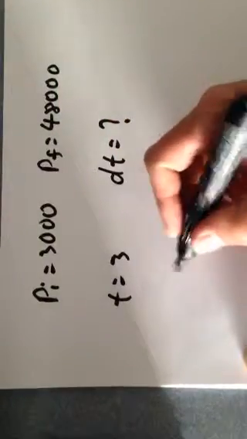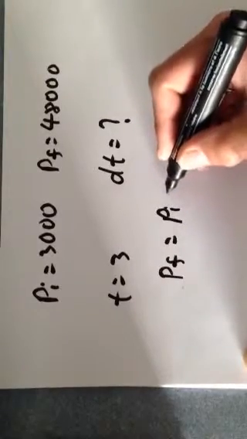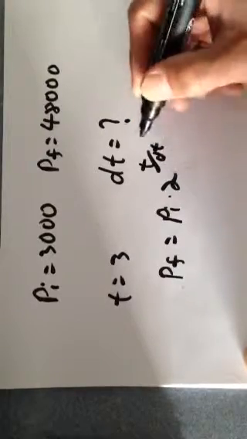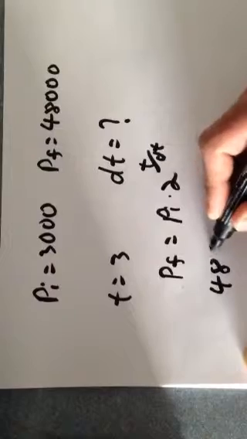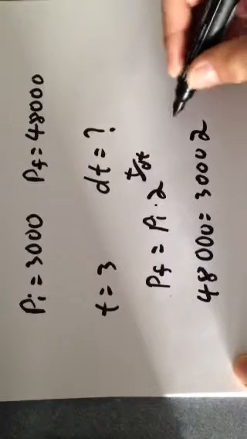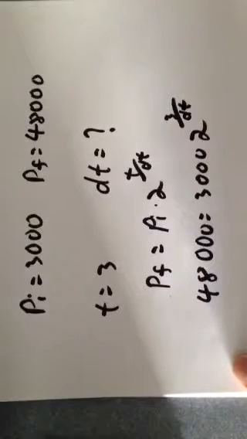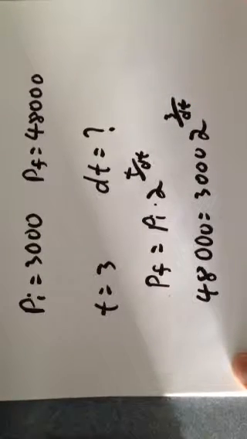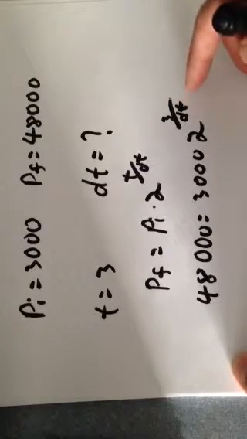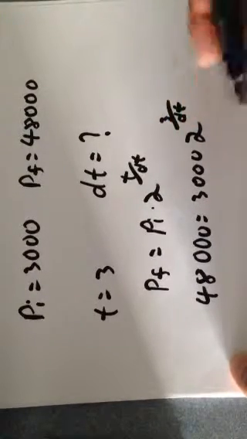These variables are all related with this formula. The final population is the initial population times 2 to the exponent t over dt. So 48,000 is equal to 3,000 times 2 to the exponent 3 over dt. And all we have to do now is solve for dt. The strategy I'm going to employ is first I'm going to solve for 3 over dt, and then I'll have a simple linear equation to deal with. So isolating this is my goal here.